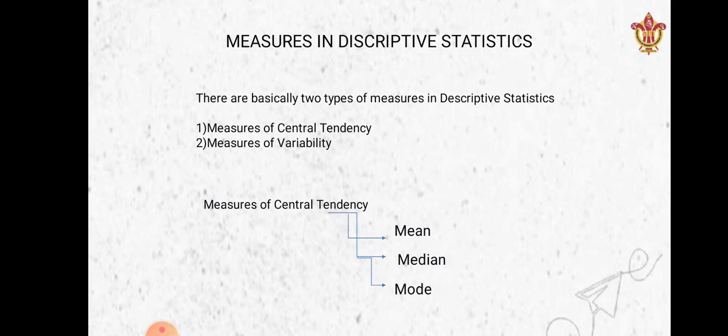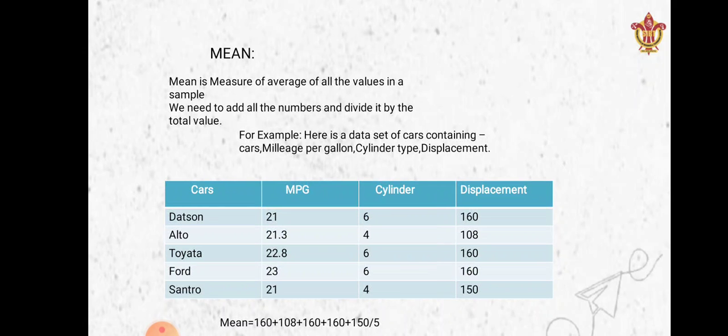If we talk about measures of central tendency, again it is classified as mean, median and mode, right? So what is mean?